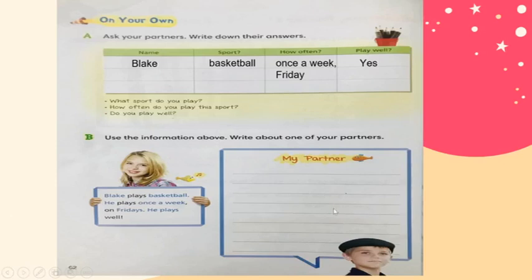So after you complete this, you need to use the information in our 4 columns to complete here, but you need to write a paragraph about your partner. Basketball, he plays once a week on Friday. He plays well, right? Okay, so you need to use your partner's answers to write a paragraph. I hope that you can do it as well.